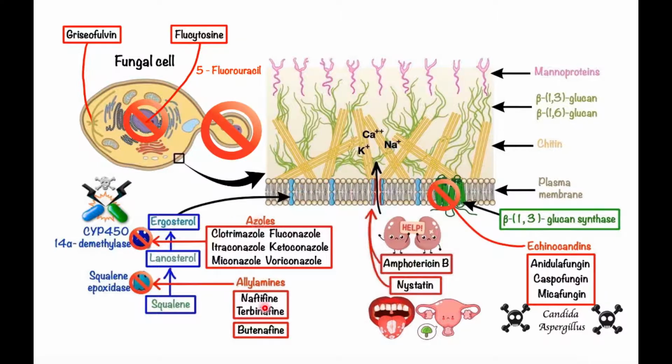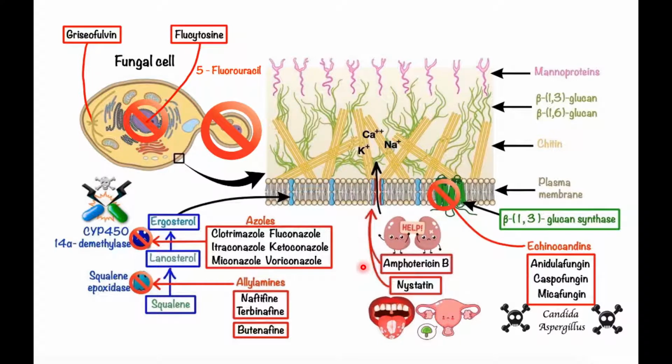Then the second group is allylamines. This is terbinafine and naftifine, and also butenafine. These are squalene epoxidase inhibitors. They inhibit the synthesis of lanosterol from squalene. So this is the step previous to ergosterol synthesis. So these drugs decrease the ergosterol synthesis and then inhibit the cell wall structure.